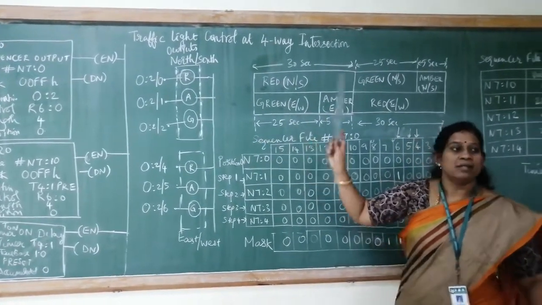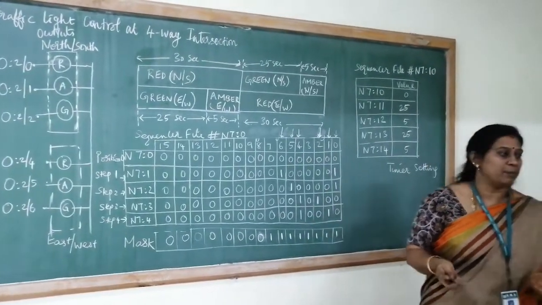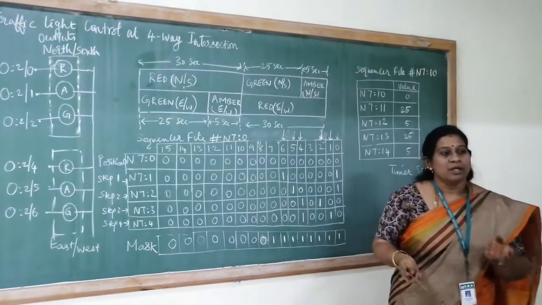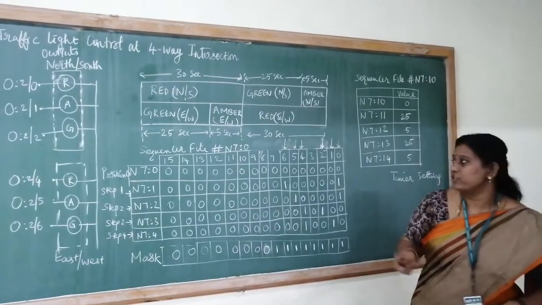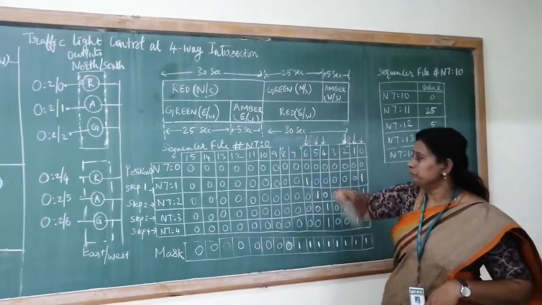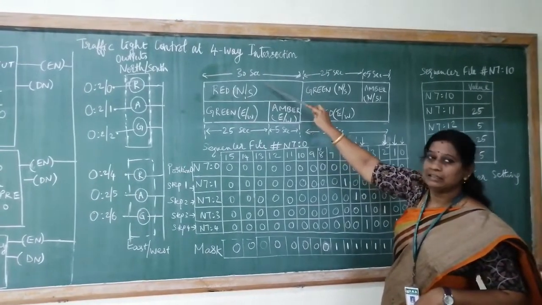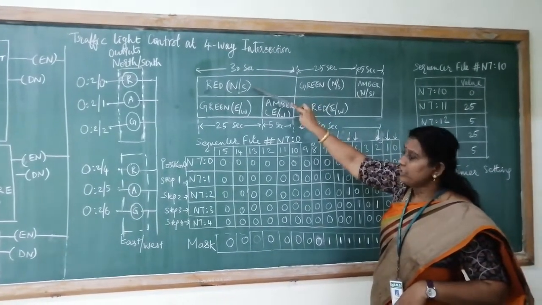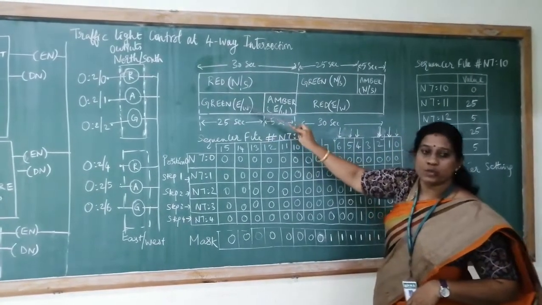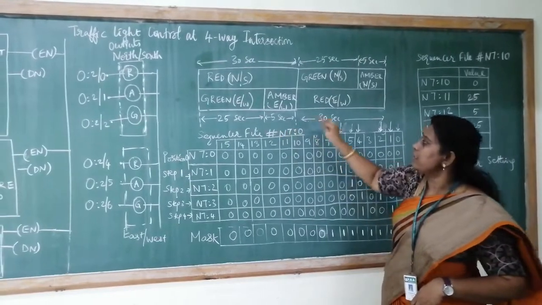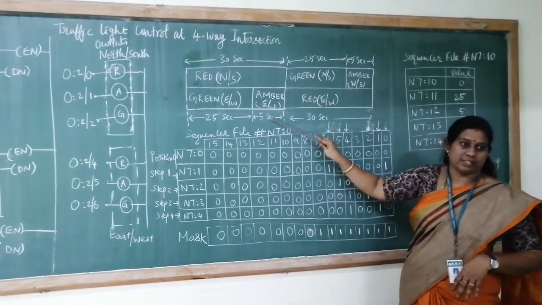First let us define the timing cycle, which we have taken as a reference from the book Programmable Logic Controllers by Frank D. Petruzella. Let us see the timing cycle. The red light in the north-south direction should glow for 30 seconds. When it glows for 30 seconds, simultaneously the green light in the east-west direction will be on for 25 seconds and the amber light in east-west will be on for another 5 seconds.